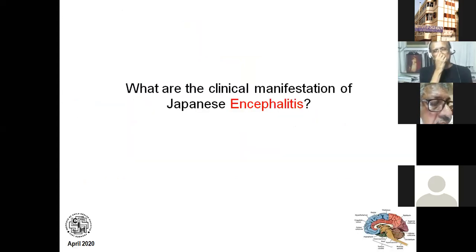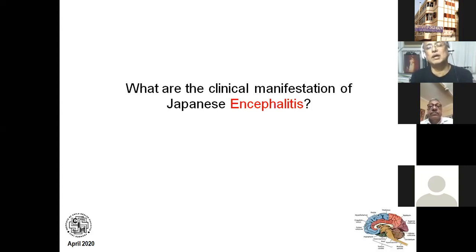So what are the clinical manifestations of Japanese encephalitis? Whenever anybody asks you about the manifestations of any encephalitis, you should answer in three parts: the manifestations of infection, manifestations of raised intracranial tension, and manifestations of encephalitis. Manifestations of infection are high fever, malaise, muscle pain. Manifestations of raised intracranial tension are headache, sixth nerve palsy, pupillary abnormalities. And manifestations of encephalitis are abnormal movements, because it involves the basal ganglia.